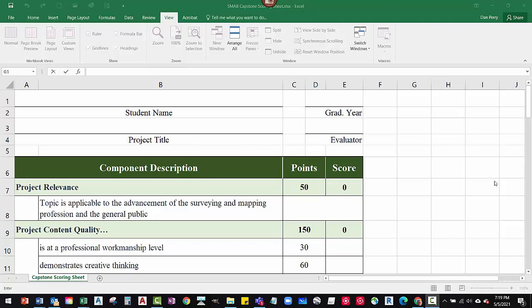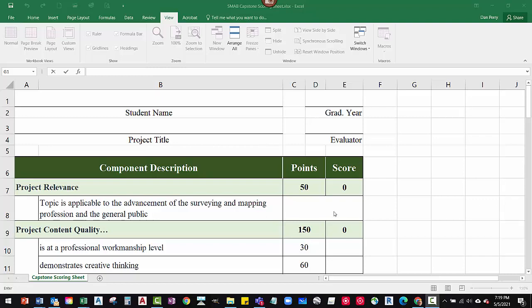I want to just do a quick video here talking about the Capstone project and how we do the scoring on this. So this is for evaluators, and just so that there's a little bit more explanation and understanding of what's happening here. As you get your score sheet, obviously put the student's name in there and project title. It should be the official title that's on their paper. And then, of course, your name and the graduating year, which in this case is 2021.